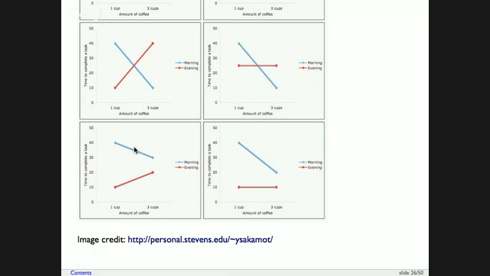These, by the way, are called spaghetti plots. If you fit a term with an interaction in it, you can make spaghetti plots and see lines like this. All right.